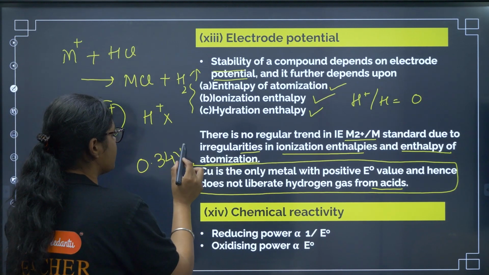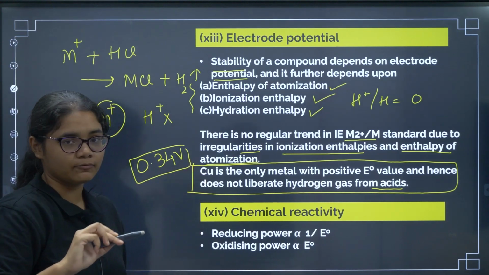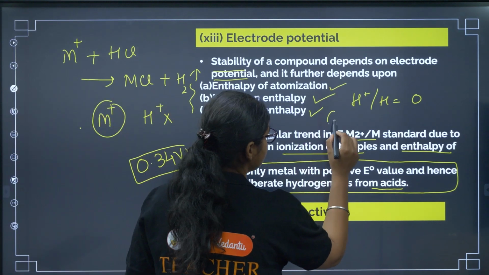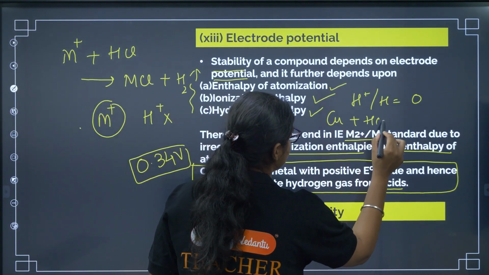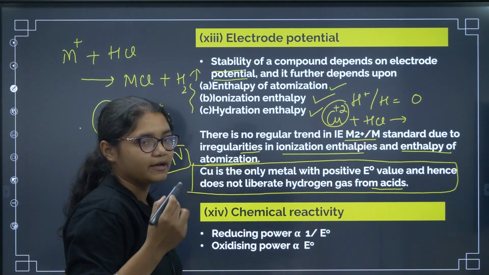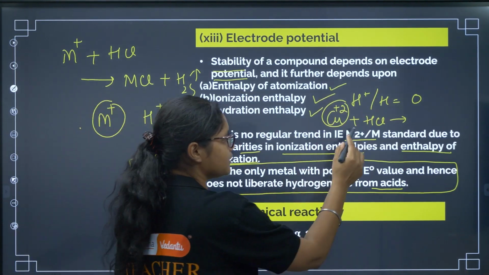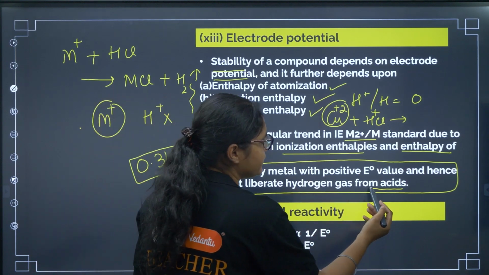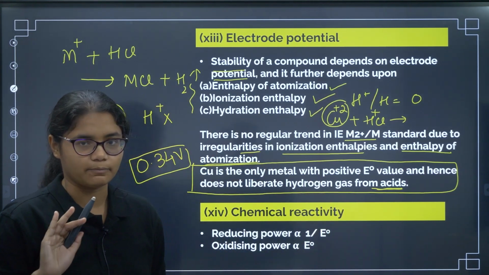So the copper reduction potential, you can see, is 0.34 volt, which is greater than 0 volt. So if any reaction is there where we have copper and HCl, if you take Cu2+, the Cu2+ reduction will be preferred over the reduction of H+. That is why we cannot get hydrogen gas from acids in the presence of copper.